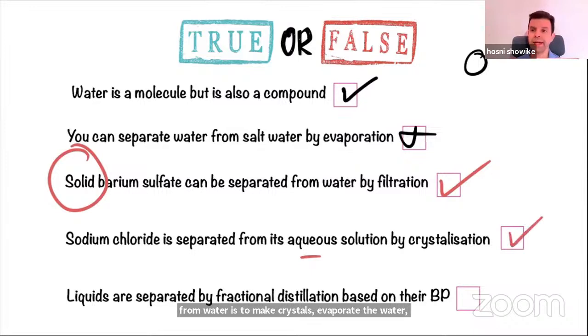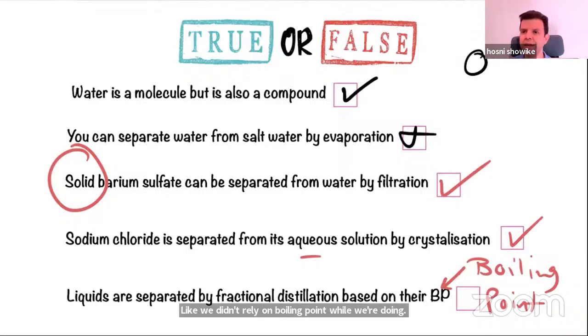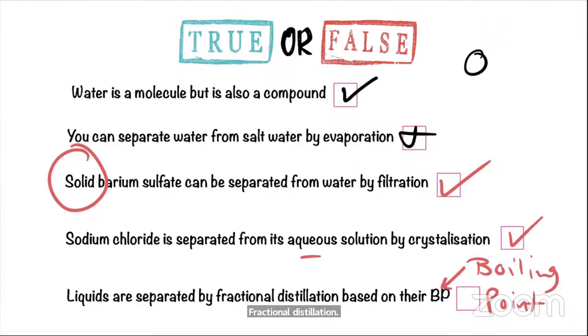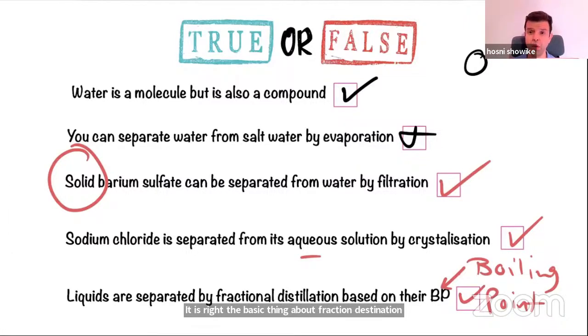Last one, it says liquids are separated by fractional distillation based on what? What does that mean? That's boiling point. Did we rely on boiling point while we're doing fractional distillation? Omar? Right, it is. The basic thing about fractional distillation was the use of their boiling point.